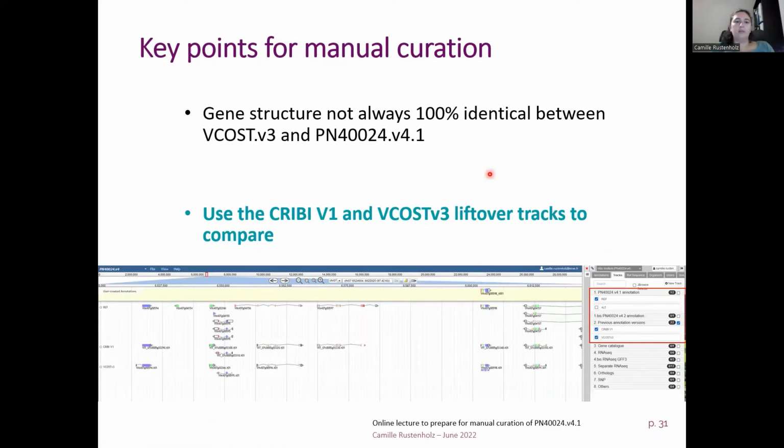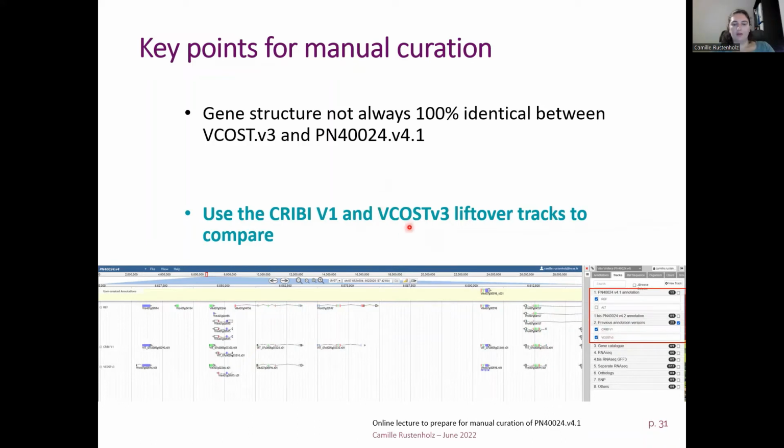So you'll still have the VCOST v3 version, which could be quite informative while you are performing manual curation. But as I told you, and you have to keep that in mind, even in the same regions, the two versions of annotation may not be identical, because the genome may not be identical in these regions. So to check whether the new v4.1 prediction performs better than the previous one, we designed some tracks for you on the Apollo.